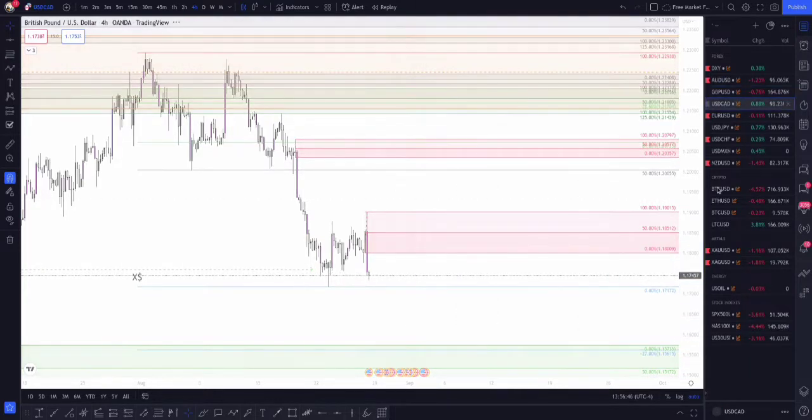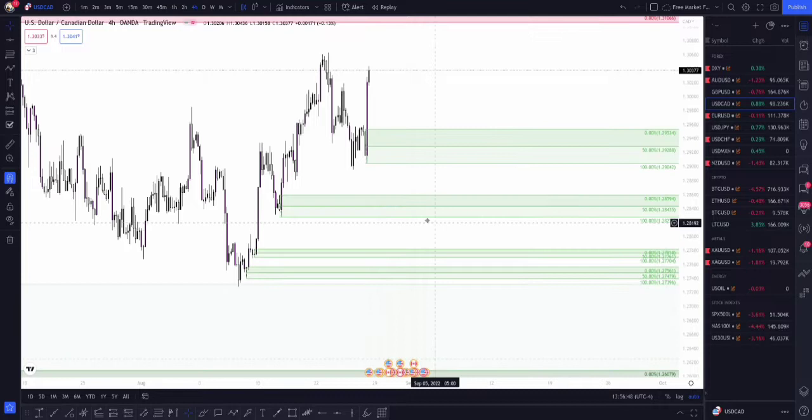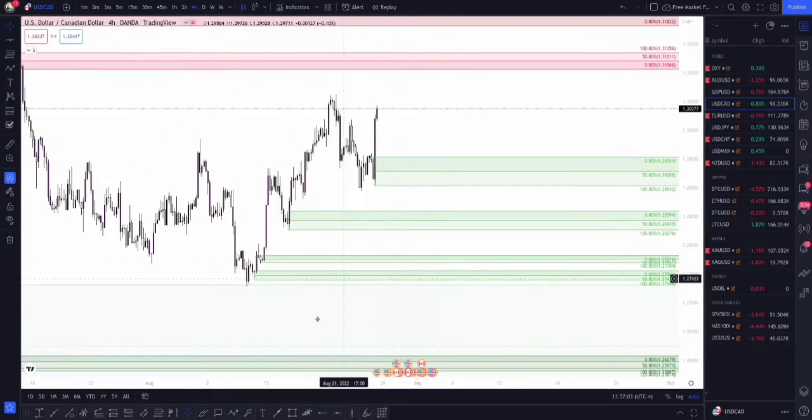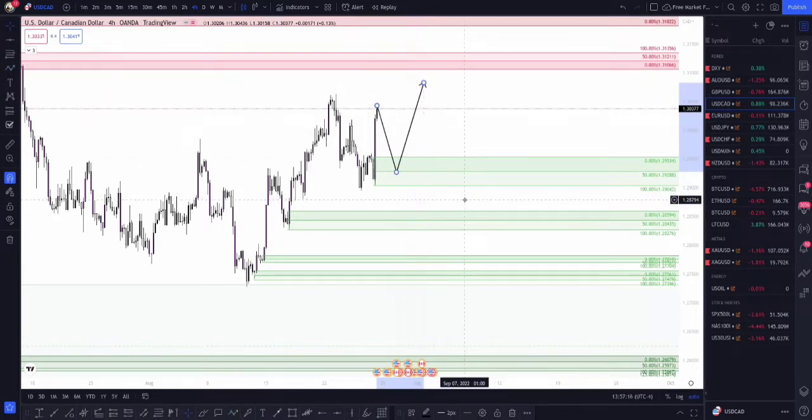All right, USD CAD. We have more long positions here. We do see where supply was taken out here, this supply area right here. That was taken out. So I will want to see price come back into this unmitigated demand, wait for a long trade entry, take this to the upside.